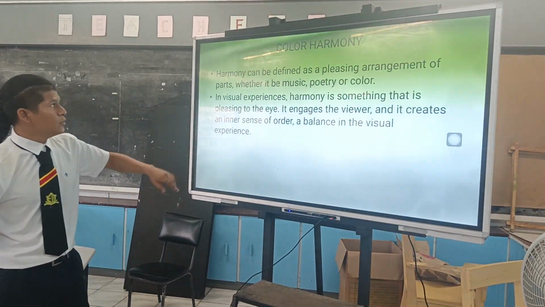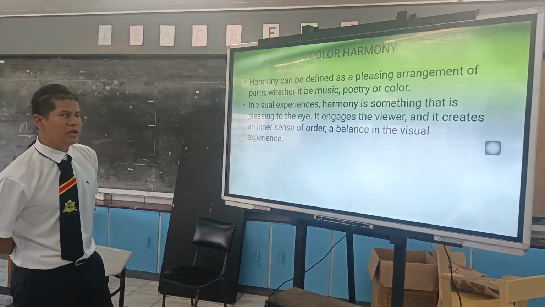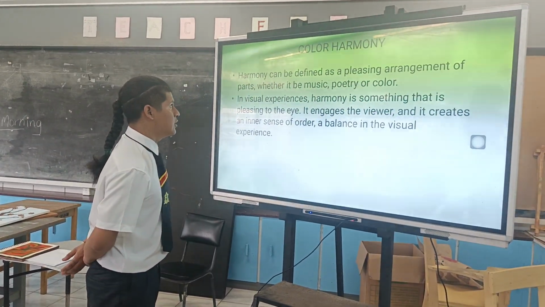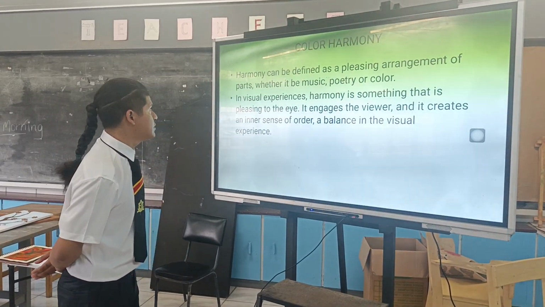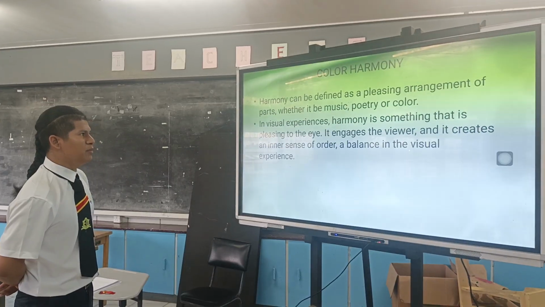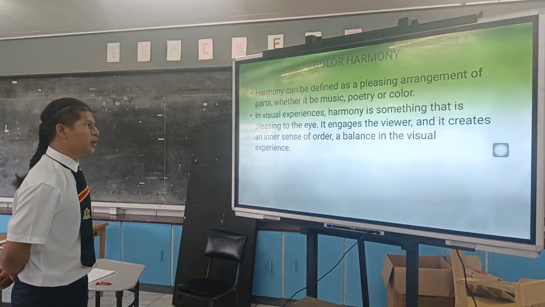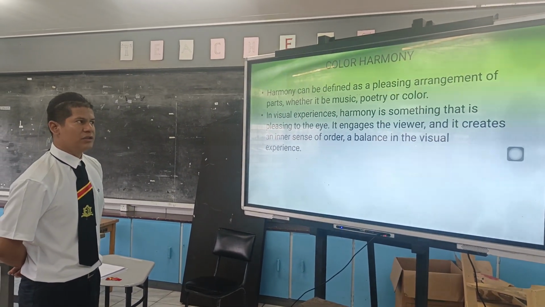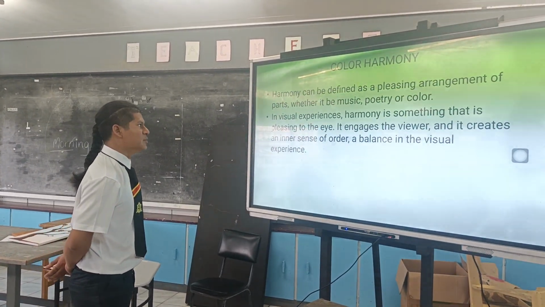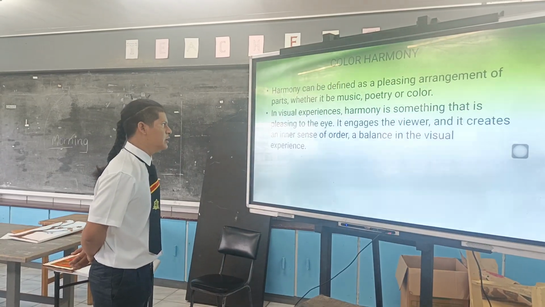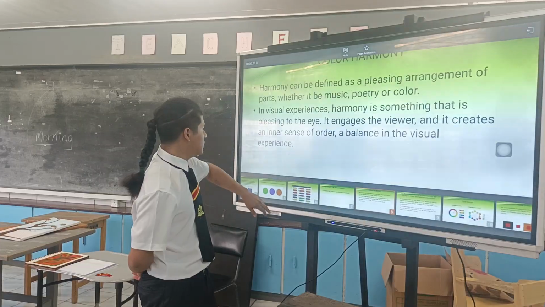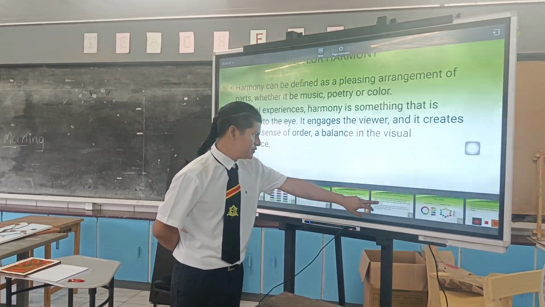And again, we have color harmony. Now, color harmony is part of color theory as well. Color theory has three components, that is the color wheel, color harmony, and color context. Now, harmony can be defined as a pleasing arrangement of parts, whether it be music, poetry, or color. So harmony isn't just localized to art, it's localized to anything that you're expressing yourself in. In visual experiences, however, harmony is something that is pleasing to the eye, it engages the viewer, it creates an inner sense of order and balance in the visual experience.